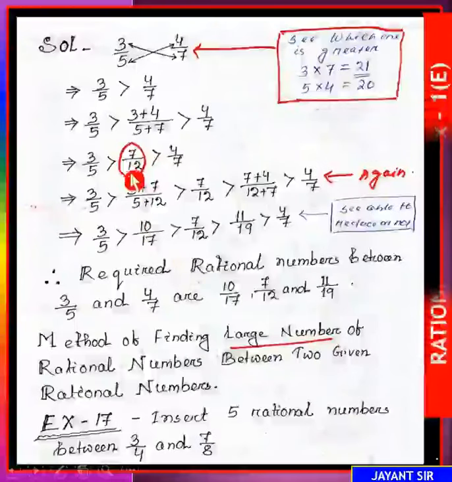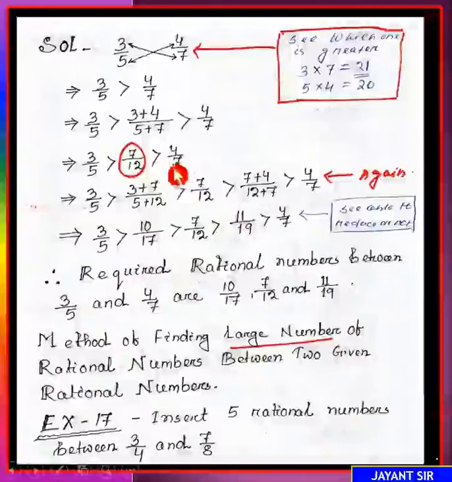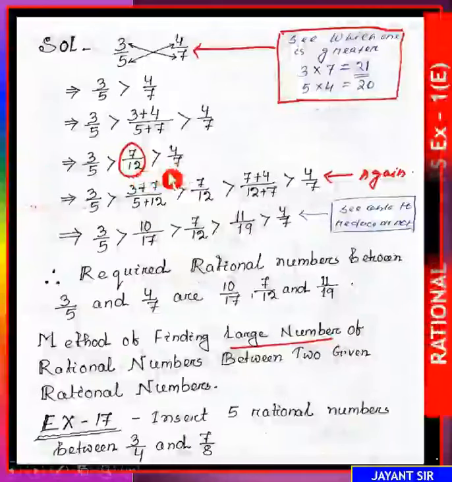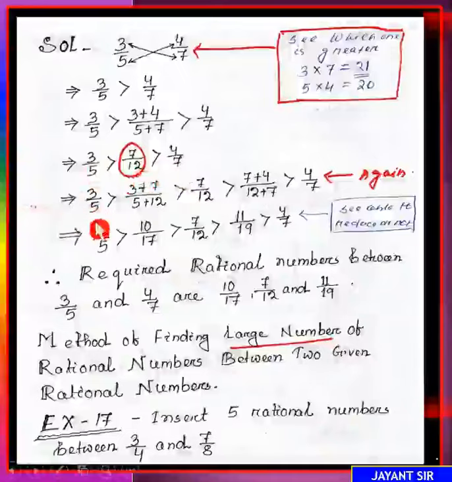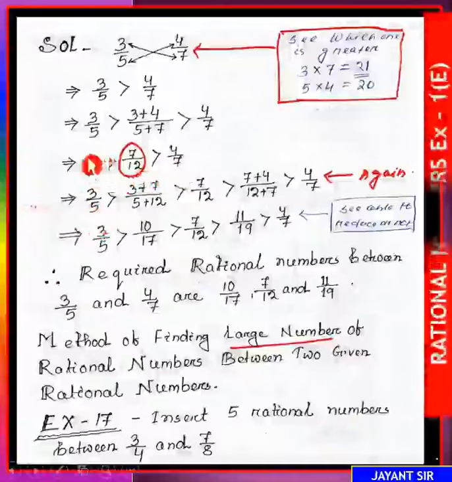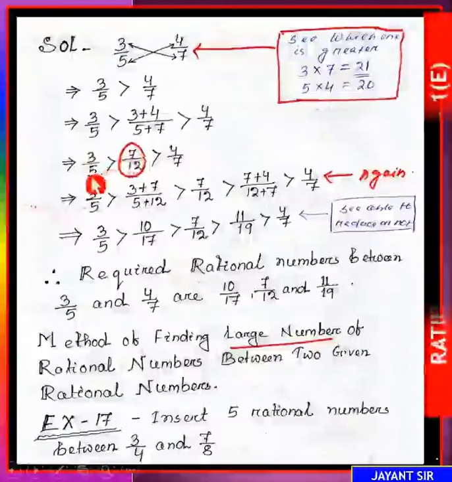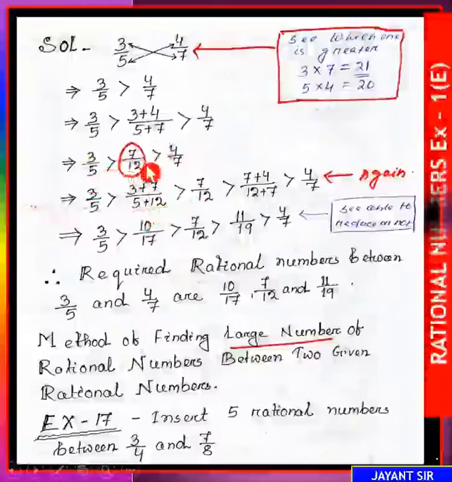Now the question is to find three rational numbers, but we got only one. So we can take out now, look at here, in between these two, 3 by 5 and 7 by 12, one rational number we can take out. Again between this 7 by 12 and 4 by 7, between these two also again we can take out another rational number. Now come here, 3 by 5 greater than, between these two, 3 plus 7 divided by 5 plus 12, greater than, but it was 7 by 12. 7 by 12 you write.